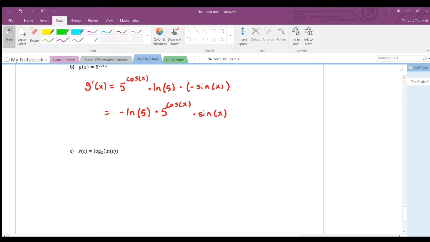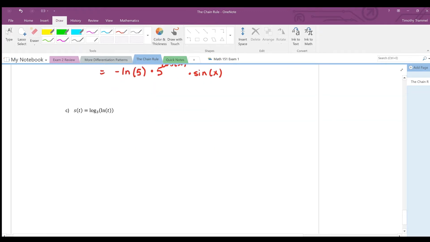All right, and we have one last one. Log base 3 of the natural log of t. So if we were to take this derivative, we need to remember that we're going to have 1 over whatever's inside the logarithm, and it happens to be actually another logarithm. It's the natural log of t. And you're also supposed to have down here the natural log of the base.